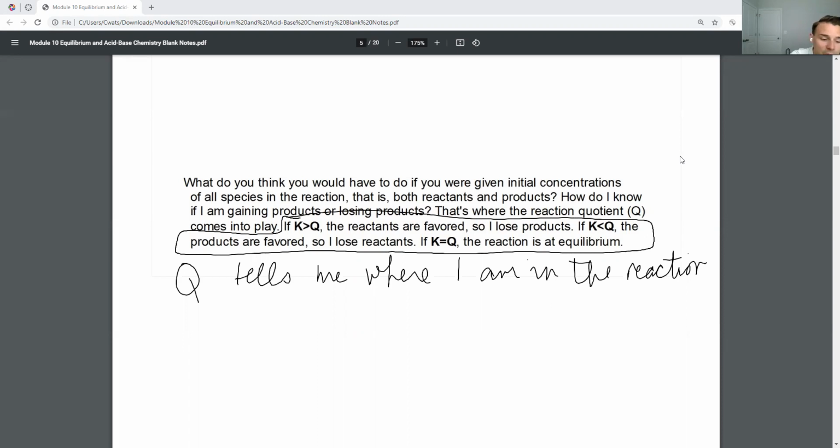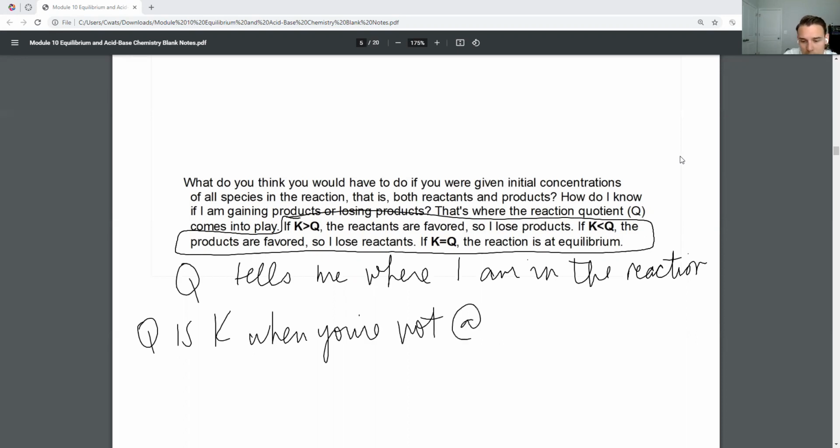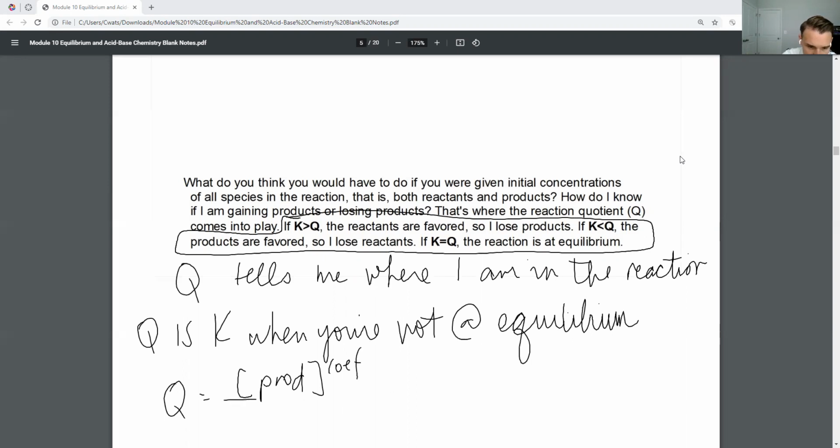How do you find Q? Q is K when you're not at equilibrium. So K is when you're at equilibrium. Q is when you're not at equilibrium. And it's the same thing: Q is the concentration of the products to their coefficients divided by the concentration of the reactants to their coefficients.